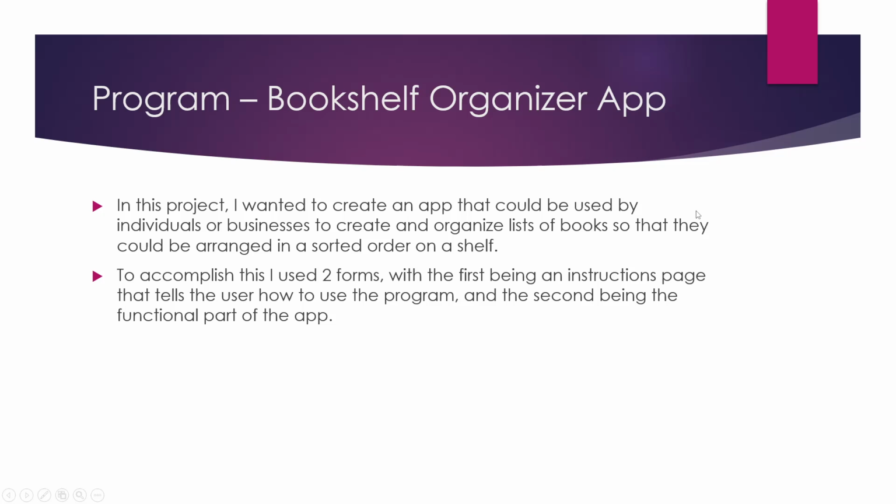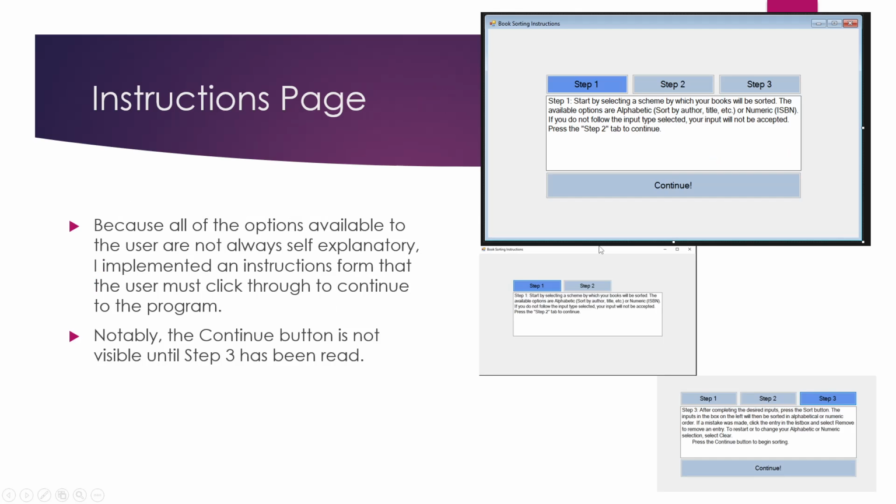What I made was a bookshelf organizer app. It allows the user to input titles or authors or ISBNs of books into a list. They can manipulate the list by adding or removing more items, and then they can sort the list, and it'll sort it alphabetically or in numeric order, depending on the mode that they have the program in, and it'll allow them to take that list and apply it to their bookshelf to sort their books.